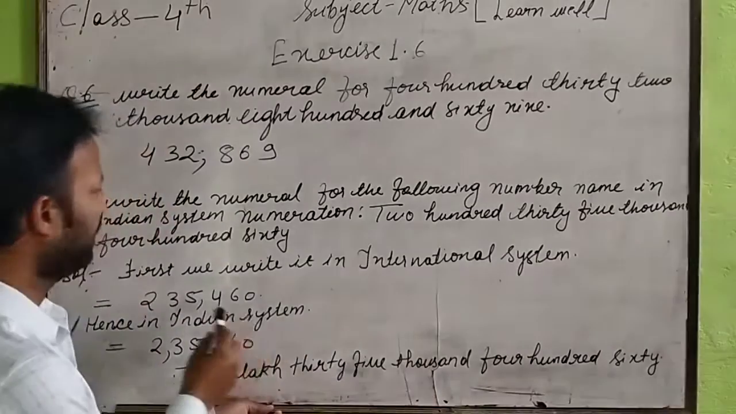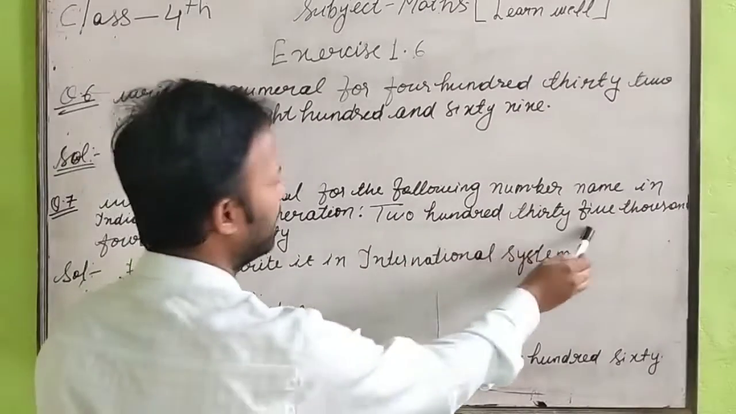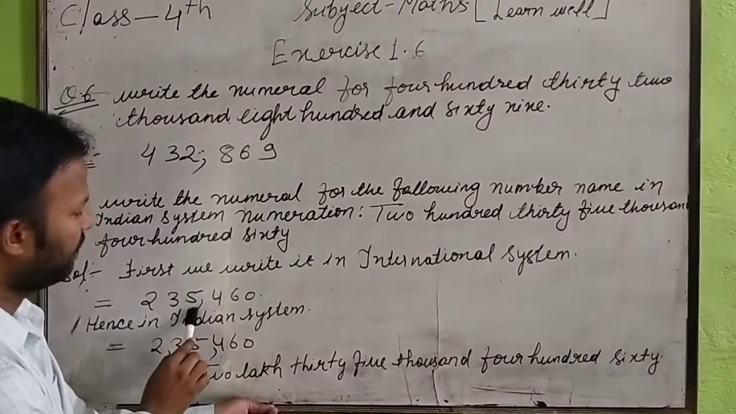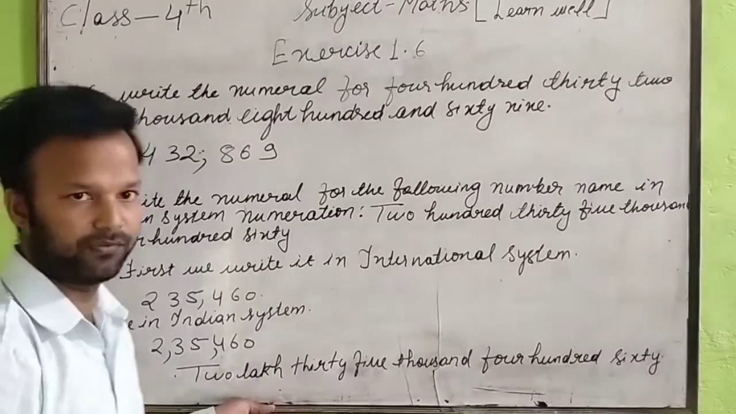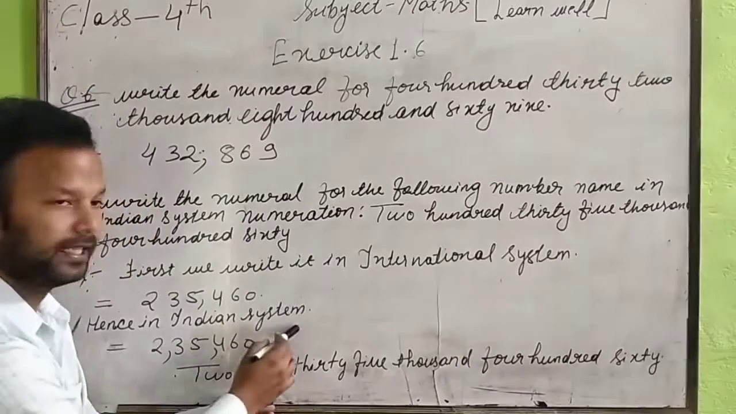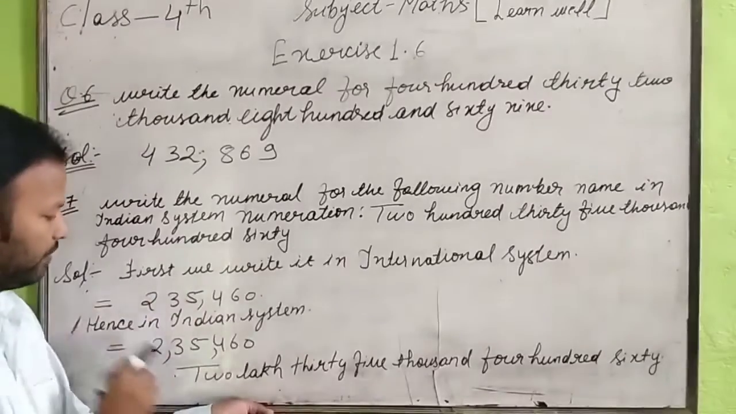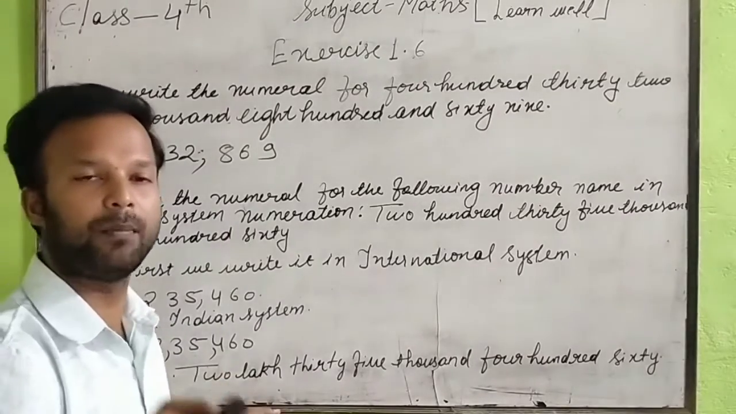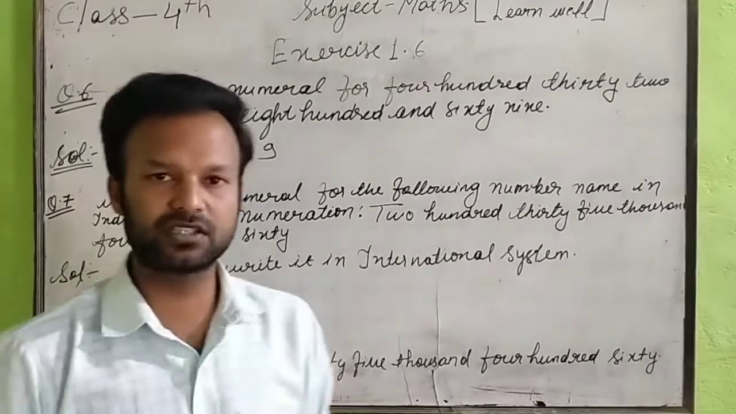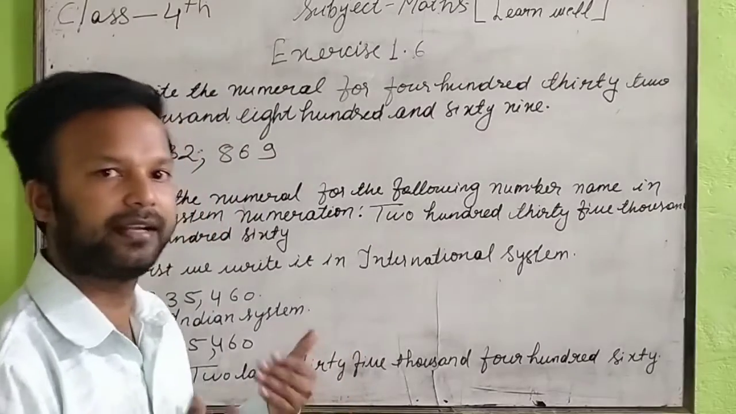How? See here. First it is written 235, so 235,460. It is the international form. Now, how will we write it in the Indian system? We will place the comma according to the Indian system. Then we will write its name also.